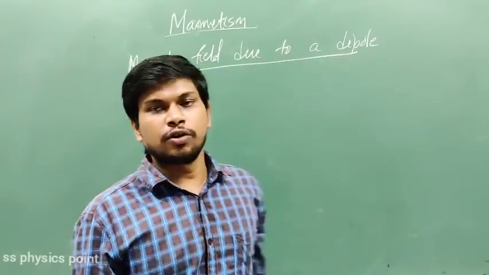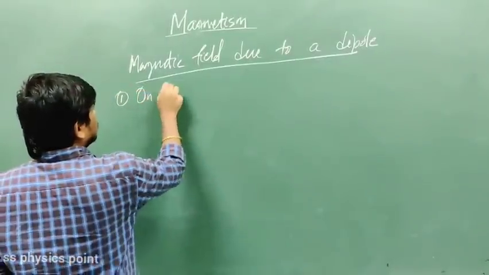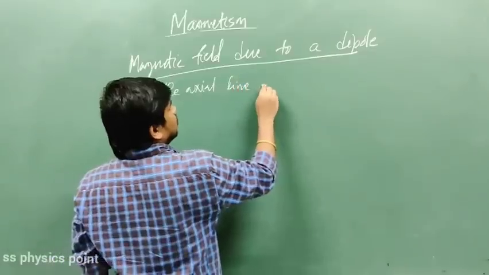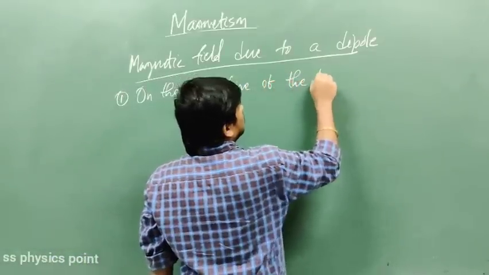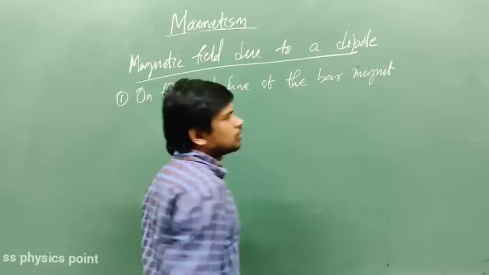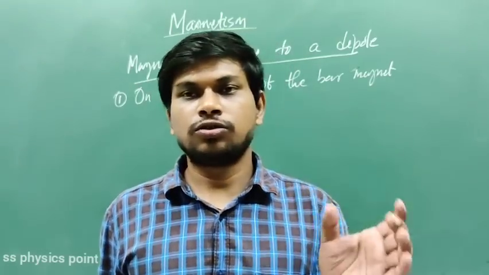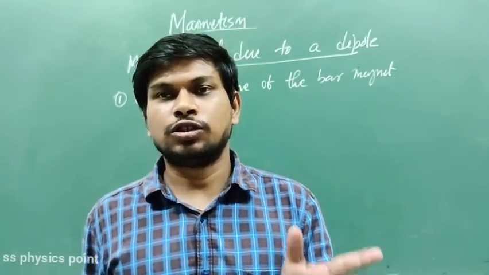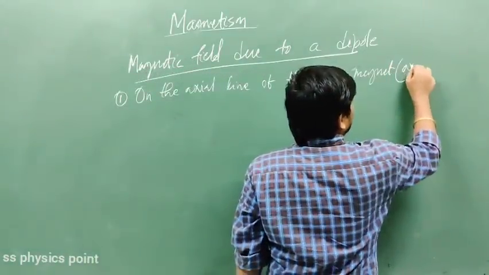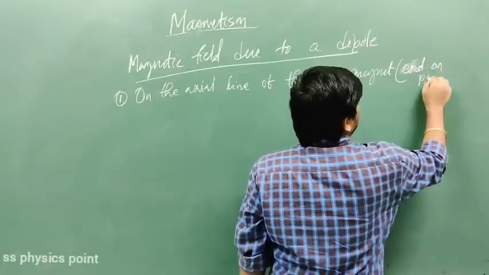You have already studied about the magnetic field. So let's start. First point, on the axial line of the bar magnet. This axial line is also known as the end-on position, and it has another name too, the tan A position. That you have already studied in electrostatics. The same thing, this is known as the end-on position.